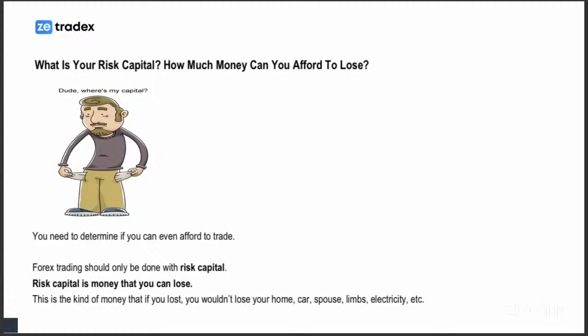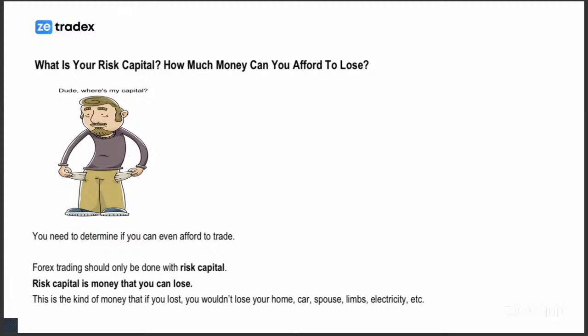What is your risk capital? How much money can you afford to lose? You need to more or less determine if you can even afford to trade. Most people don't understand this. Some people want to come in with very little, $100, $200. Well, it depends on your pocket, but forex trading should only be done with risk capital.